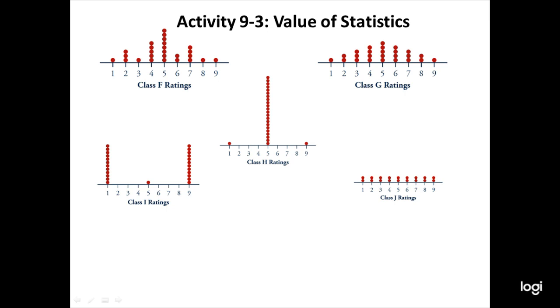Okay, so what we're showing here is 5 different classes and their distribution of scores on some quizzes. Think of these scores as possibly running from 1 to 9, and then the distribution is how the different classes performed on the quiz. The first thing to do, if you haven't done it already, is to look at these 5 distributions and decide for yourself which one has the most consistency or the least spread.